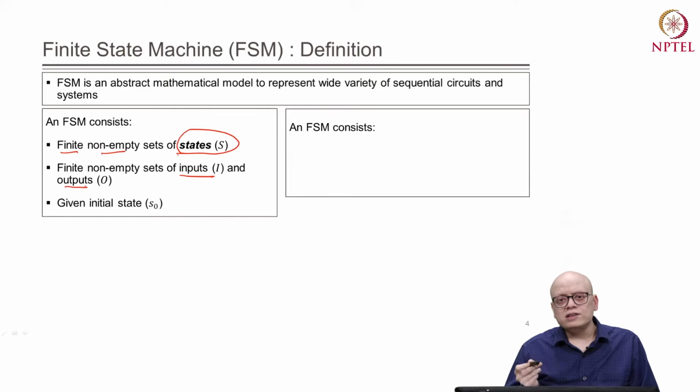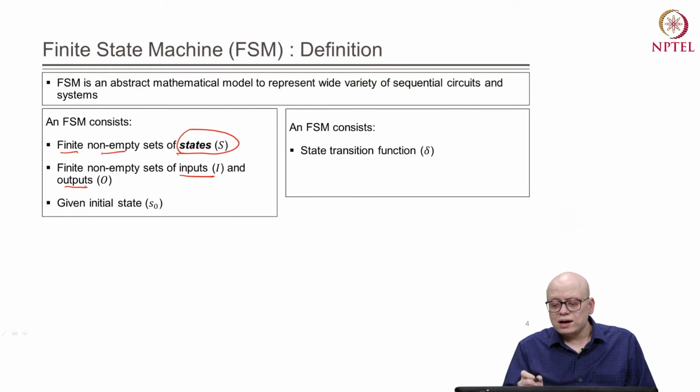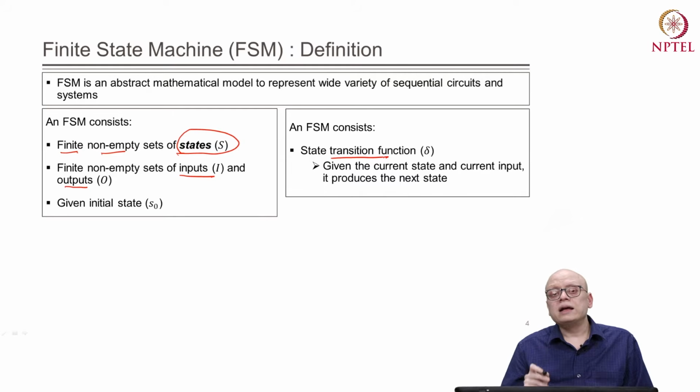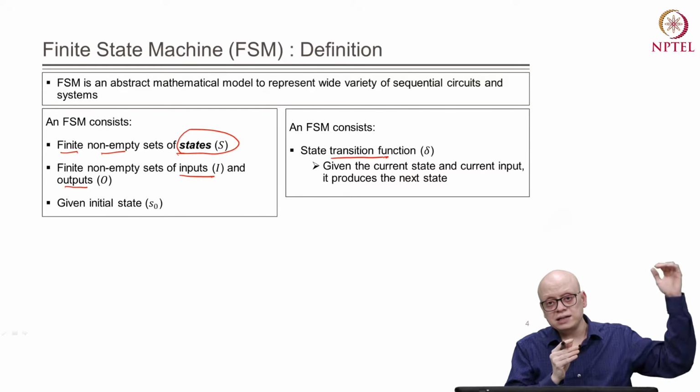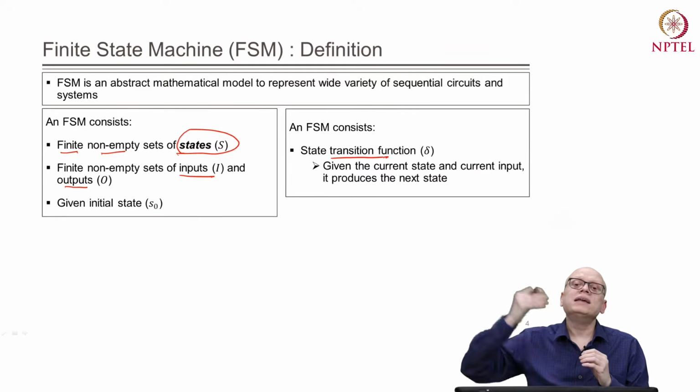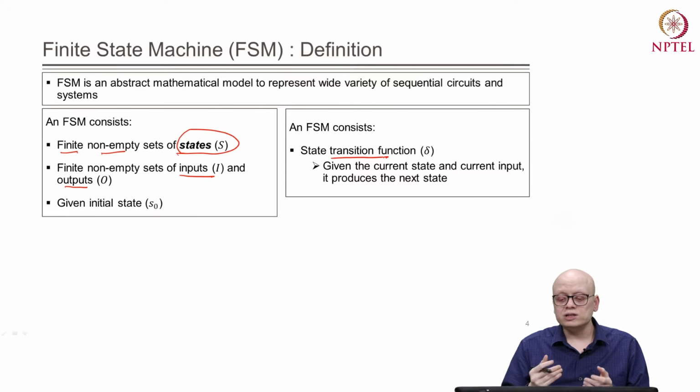And an FSM also consists of a state transition function. And what does the state transition function describe? It describes that given a current state and the input, what will be the next state. So, that description is provided by the state transition table or state transition function.